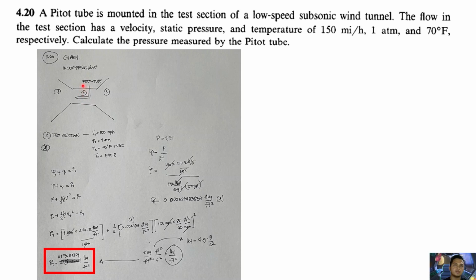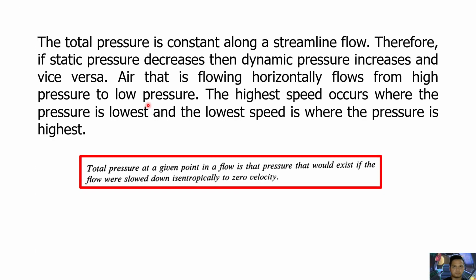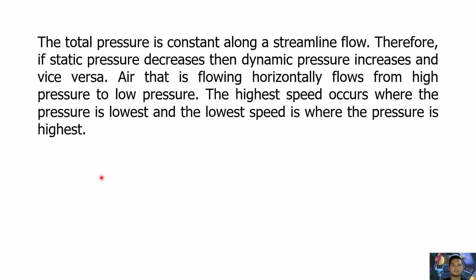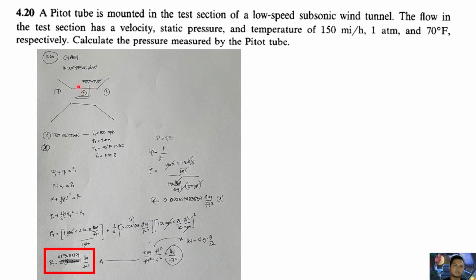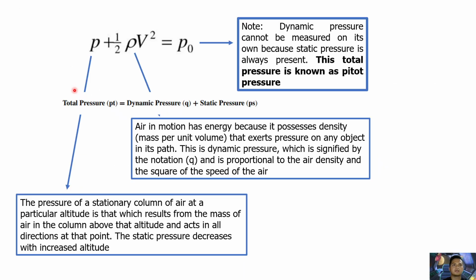Hindi ibig sabihin nun, kung ano yung pressure sa station 2, yun ang pressure sa Pitot tube. Remember, kailangan lagi nyo isipin, yung Pitot tube measures the total pressure. Okay? Dahil total pressure ang mini-measure niya, kailangan natin gamitin ang equation na to. So kung gagamitin natin to determine the pressure measured by the Pitot tube, kailangan natin ng static pressure, density, and velocity.